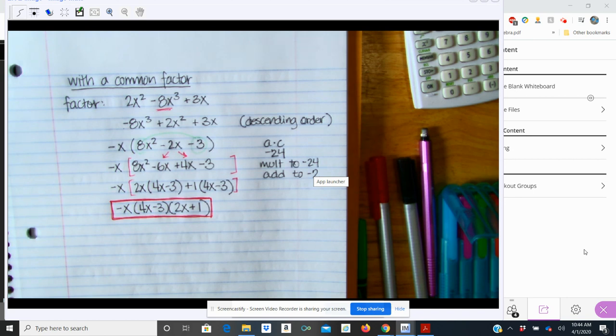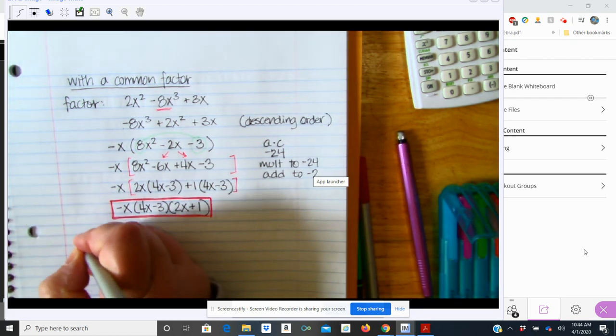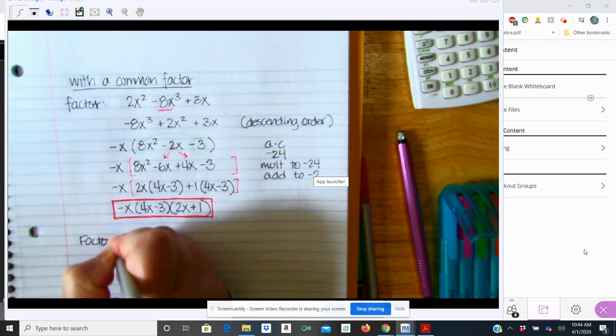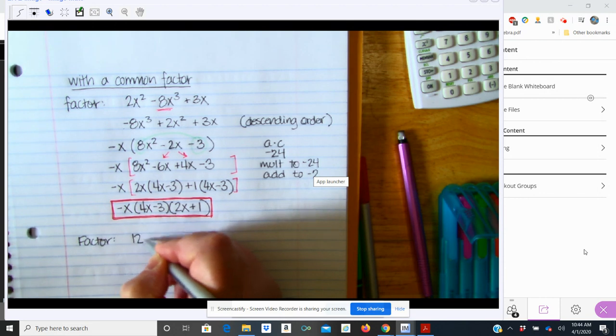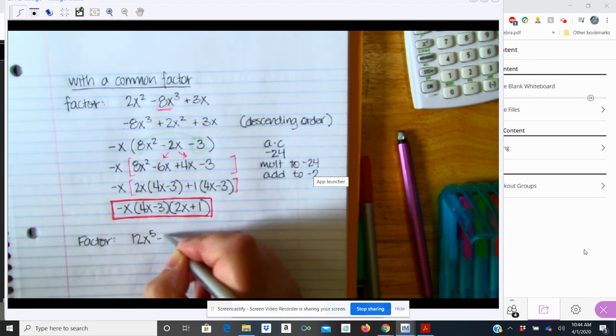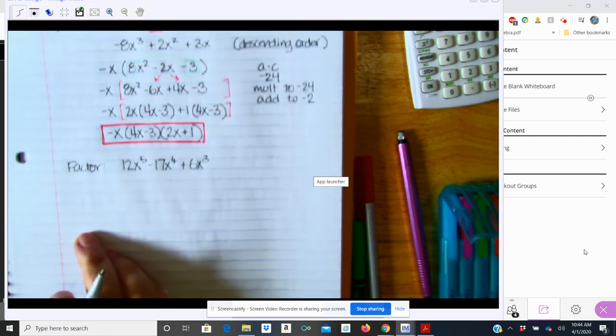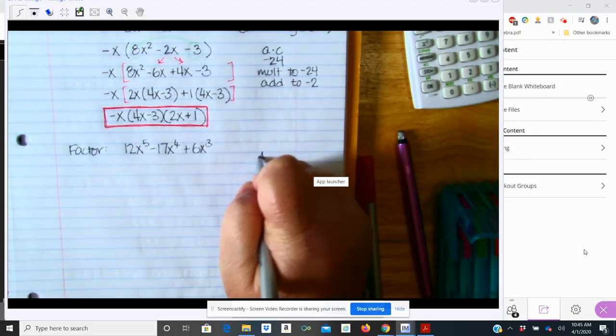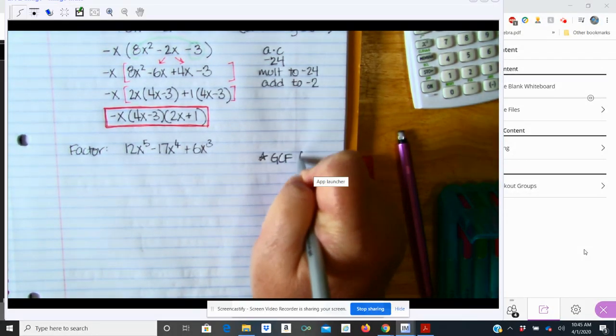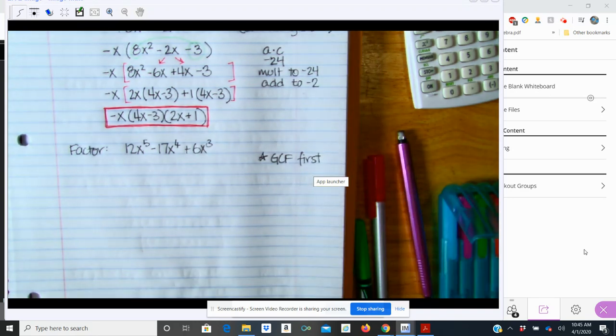When you're factoring, the first step should always be to look for a common factor that you can pull out. So anytime somebody gives me something to factor, let's say we got a 12x to the 5th minus 17x to the 4th plus 6x cubed, I'm going to look for greatest common factor first.